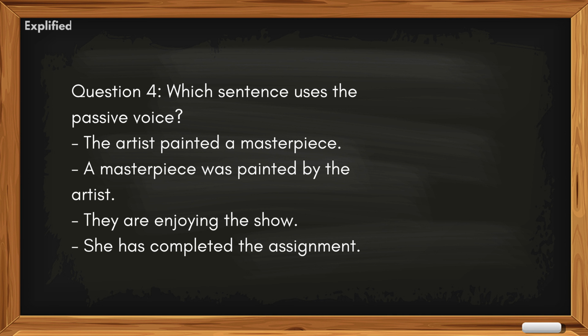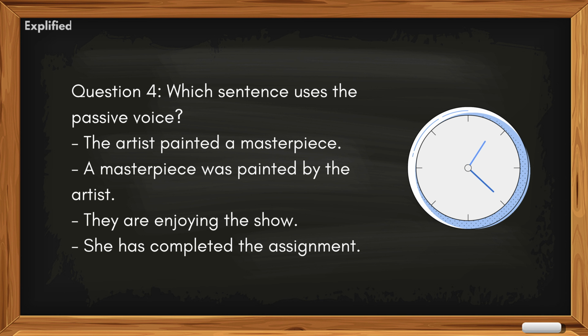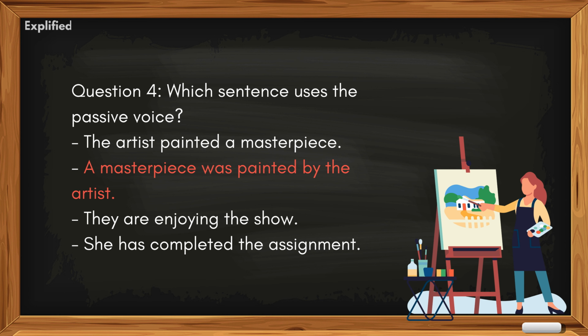Question 4. Which sentence uses the passive voice? The artist painted a masterpiece. A masterpiece was painted by the artist. They are enjoying the show. She has completed the assignment. Answer. A masterpiece was painted by the artist.